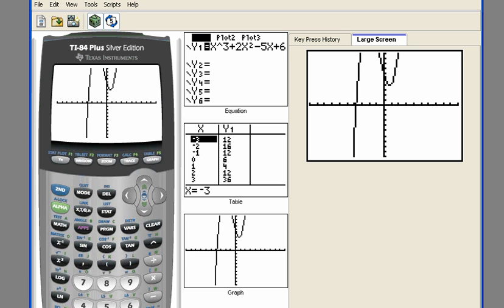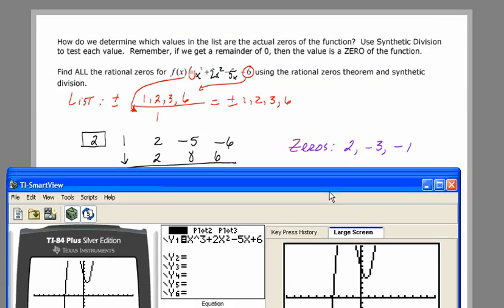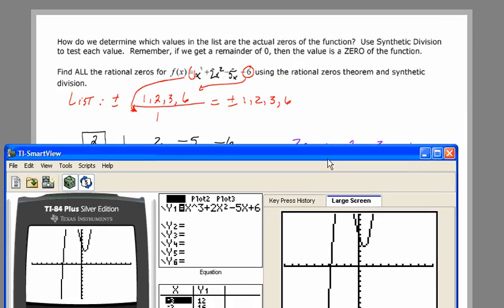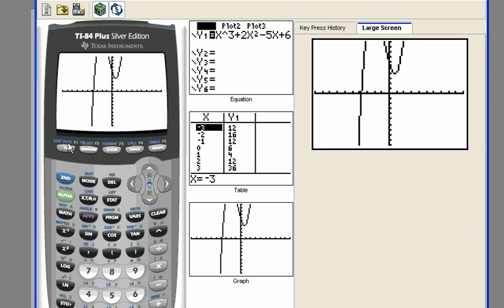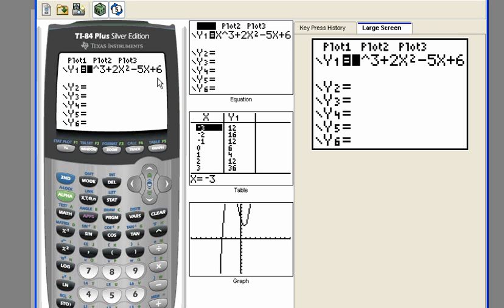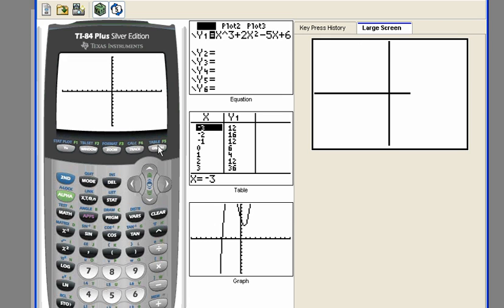Let's see if I typed that in right. No, I didn't. Should have been a -6 at the end. I knew I made a mistake somewhere because I found 3 zeros algebraically, but I'm only seeing 1 on the calculator, so yeah, I typed this in wrong. That should have been a -6. Nope, went too far. There we go. Now let's see if it's going to show all 3 that we found algebraically.